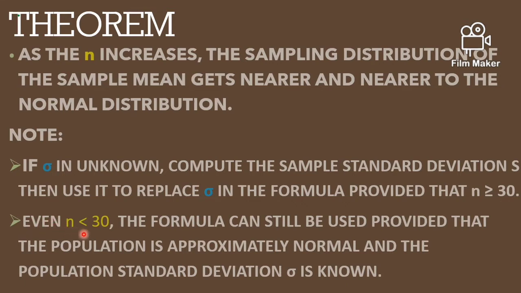Even if n is less than 30, take note, kung mas mababa daw yung sample size sa 30, the formula can still be used provided the population is approximately normal and the population standard deviation is known. So pwede pa rin nating makompute yun. The population is approximately normal and the population standard deviation is known. Kailangan yung population standard deviation ay given.